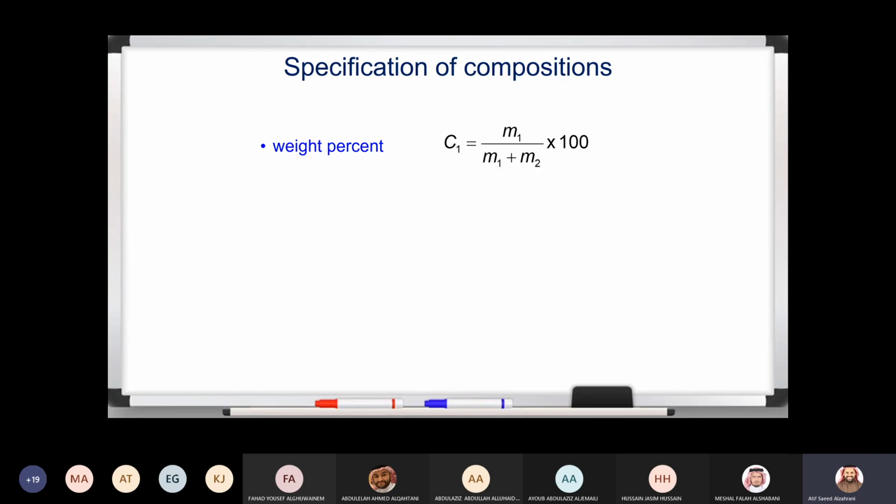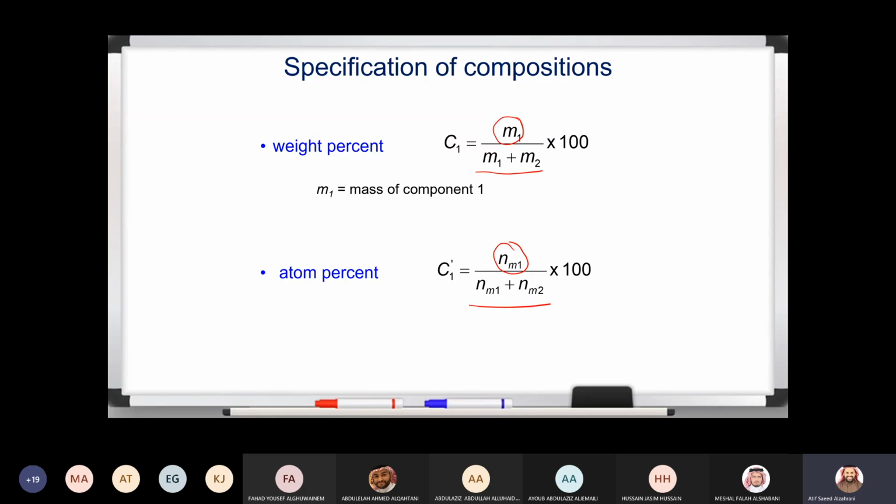We have the weight percentage, meaning that the mass of one component divided by the total mass, easy, or the atomic percentage, meaning that the number of moles of one component divided by the total number of moles. So far, so good. We term this C1, and this C1 prime. We can do this for sure, and we can write C1 in terms of C2, or C1 prime in terms of C1.